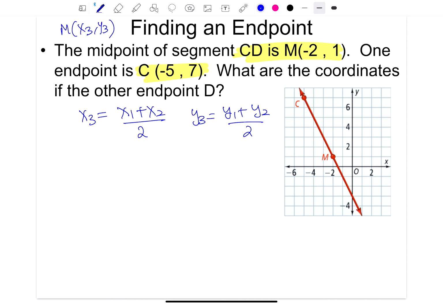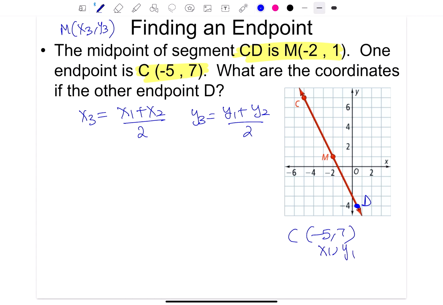So in this case, I'm going to call the other endpoint D, and we don't know the coordinates of D, so I'm just going to call them unknowns. Coordinates of C are -5 and 7. I'm going to call them x1 and y1.